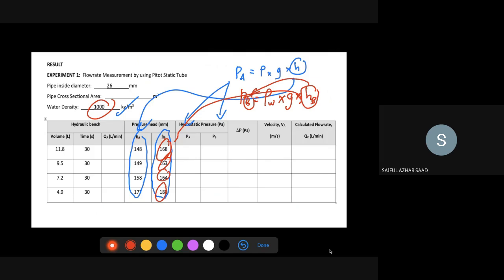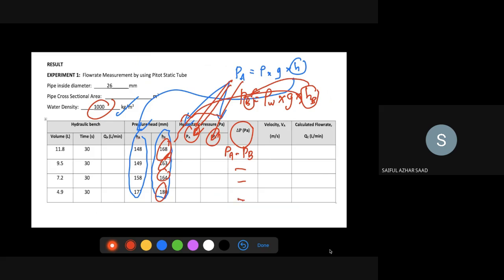So basically this is how we come up with this. I already showed you how to get PA and also PB. And then here we have the delta P. Delta P is simply PA minus PB. Quite straightforward. We just want to know the difference in pressure between point A and point B, so I just calculate this one.